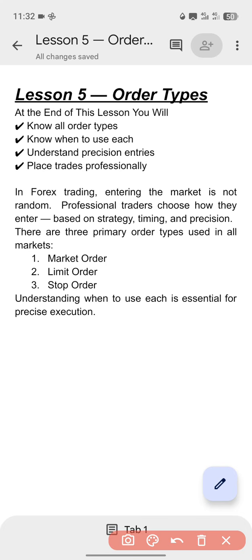Now this is lesson 5, which will be focusing on order types. At the end of this lesson you will understand all order types, know when to use each, understand precision entries, and place trades professionally.